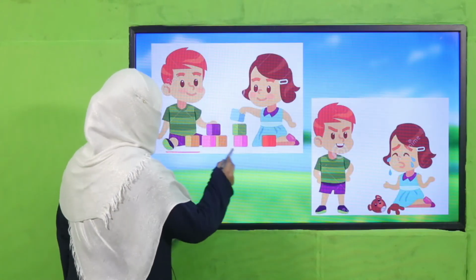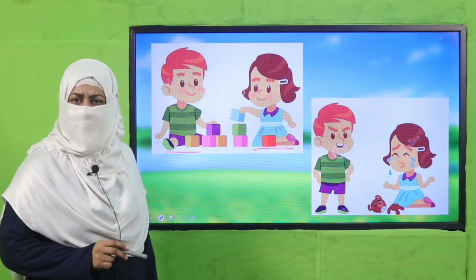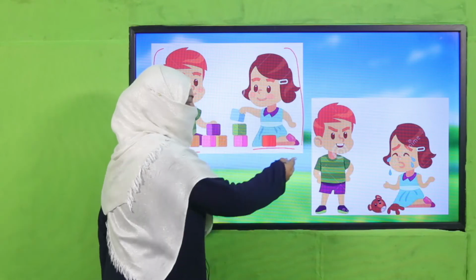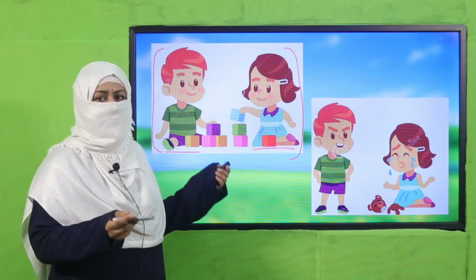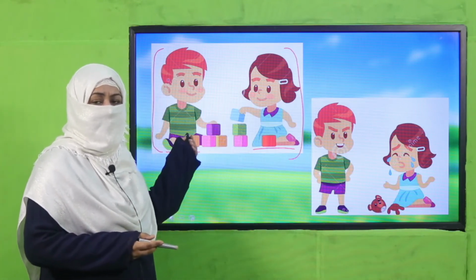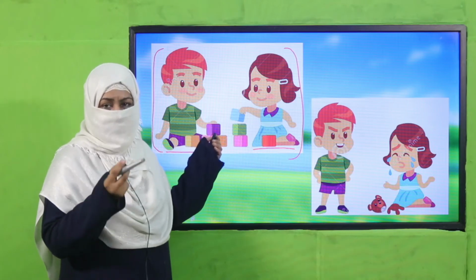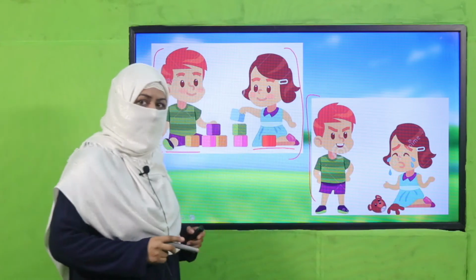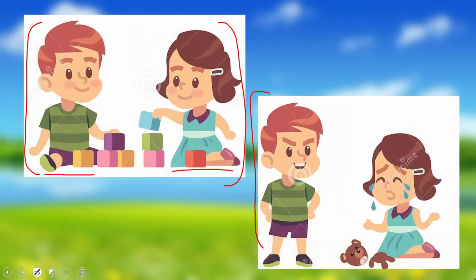Look at these two children. They are playing and their expression is telling that they are happily playing, right? This expression, if we want to express in words, we should use happy words. Now look at these children. They are not happy. So when we are expressing their feelings, we have to use words which express their unhappiness. Do you understand?